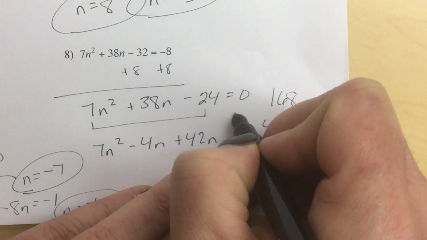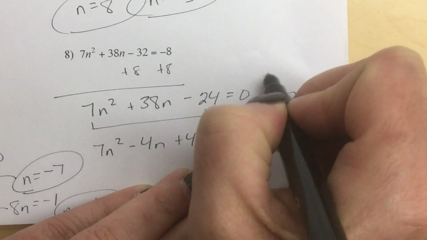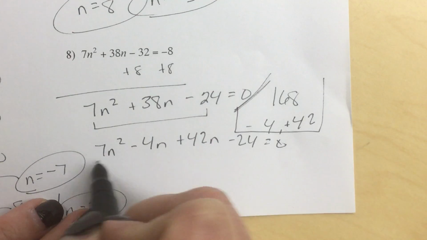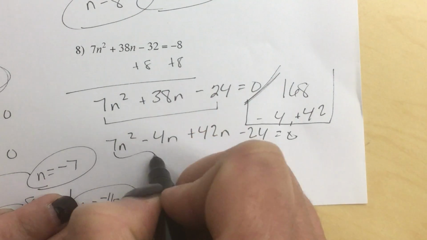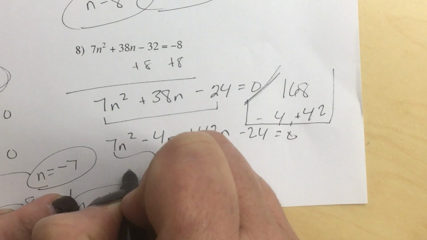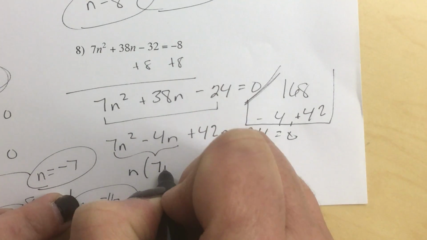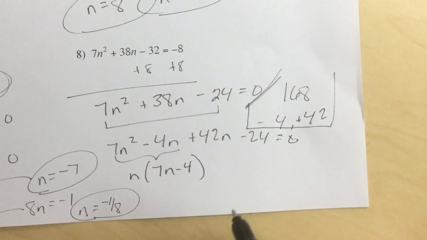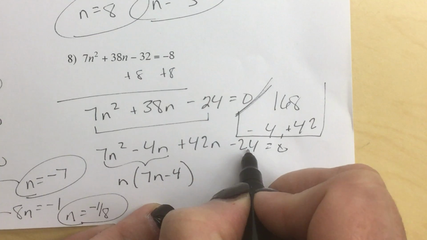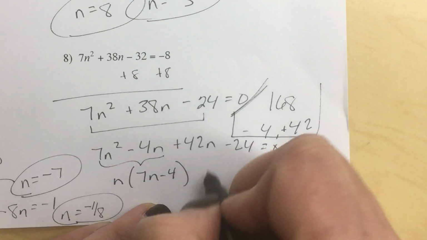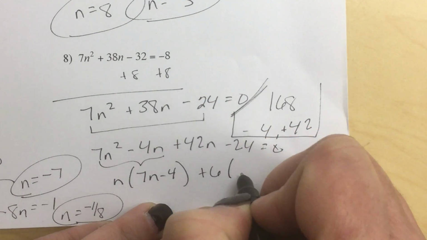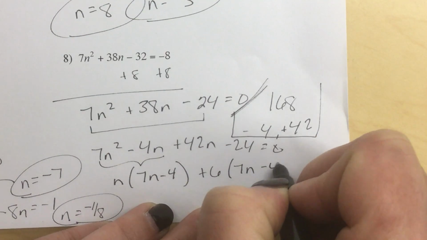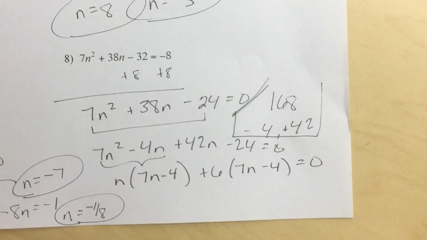So this is my work. It's kind of just my scratch work off to the side. This is my equation. So I'm going to factor by grouping. So I can pull out an n. That leaves me with 7n minus 4. So here 6 goes into 42 and 24. So plus 6. So that leaves me with 7n minus 4 equals 0.